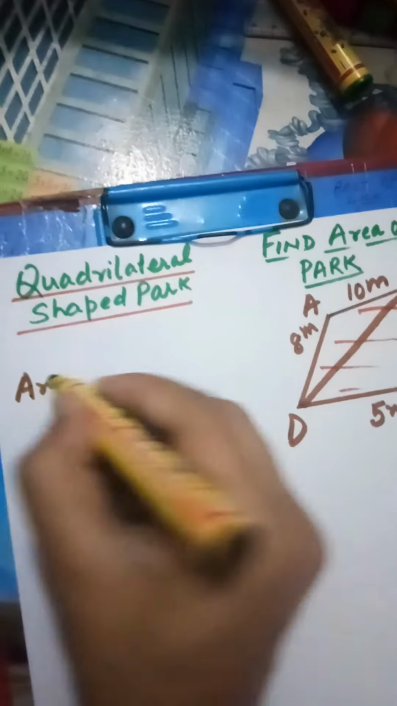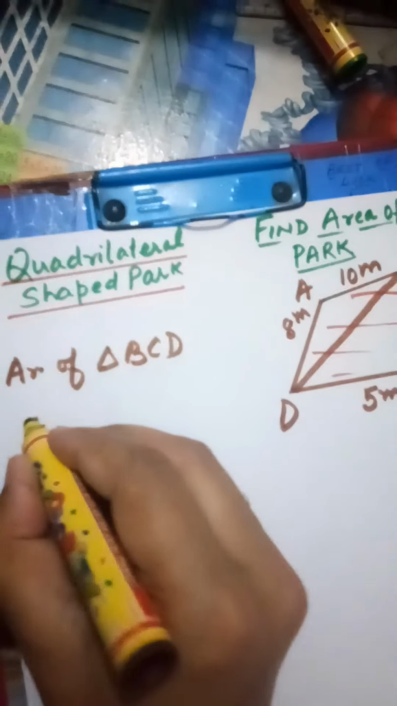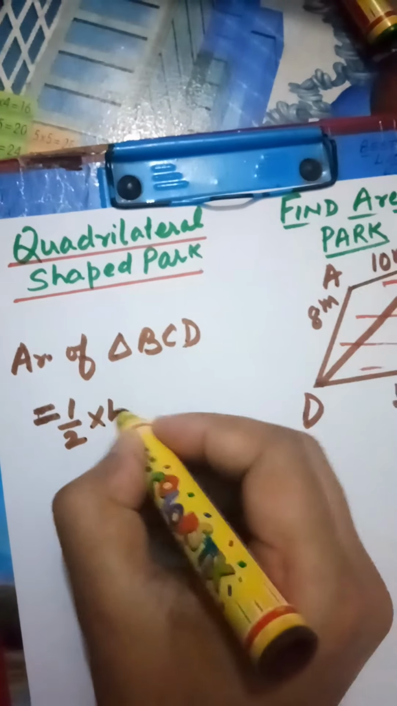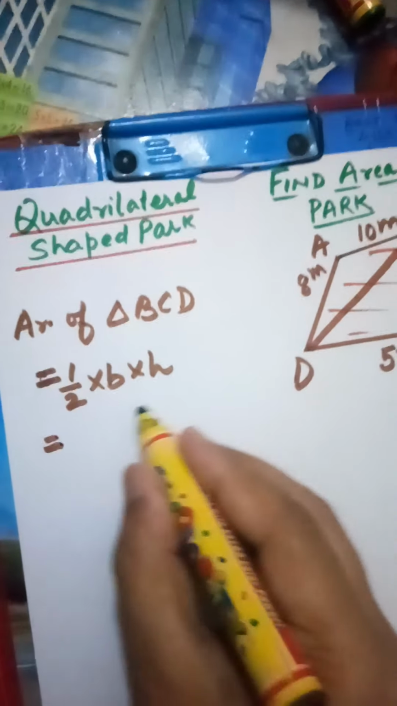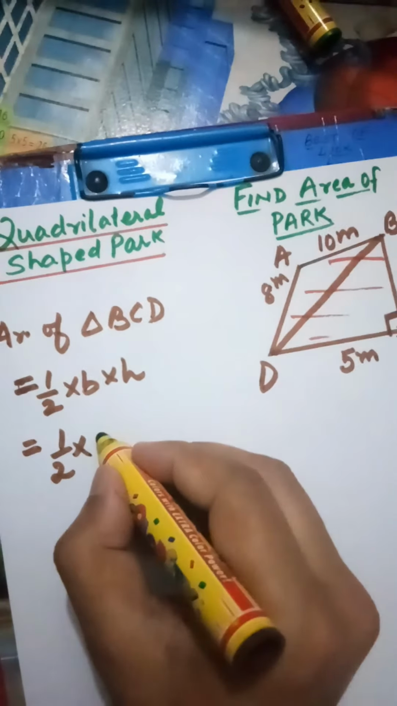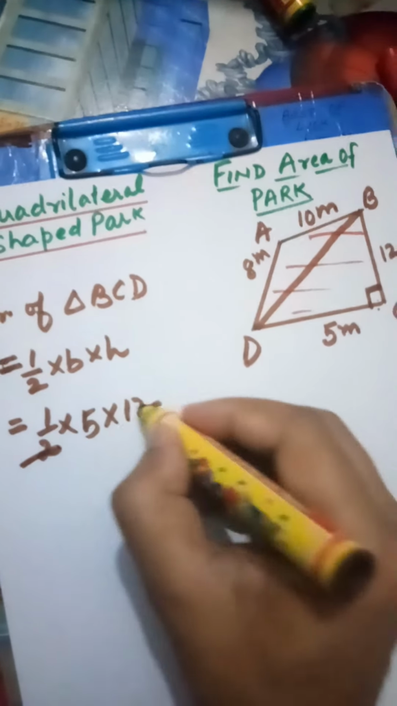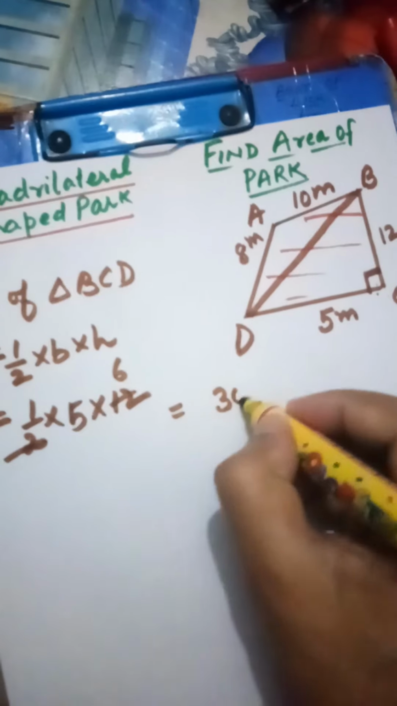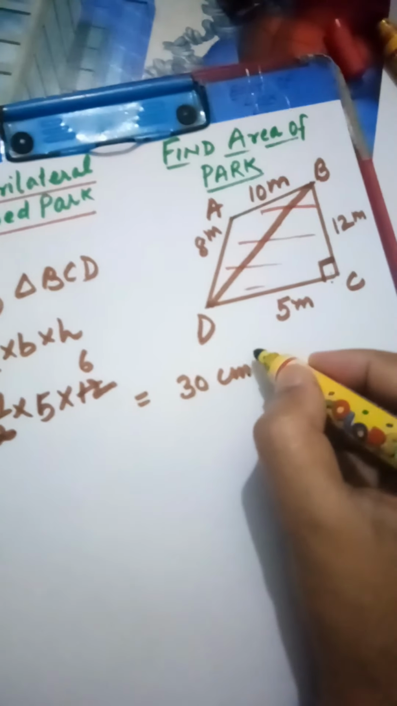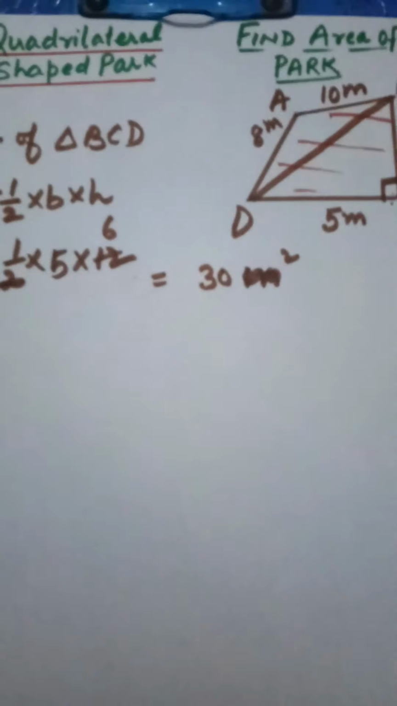So children, if you see it in a proper way, this is a right angle triangle. BCD is a right angle triangle. So it can be easily calculated by finding the area of triangle BCD. So that is equal to what? Half into base into height, because we can apply this formula in a right angle triangle. So half into 12 into 5, means base is 5 and height is 12. Do the cuttings. I think you are easily able to find the area of this triangle as 30 meter square. So we have found the area of one triangle as 30 meter square.